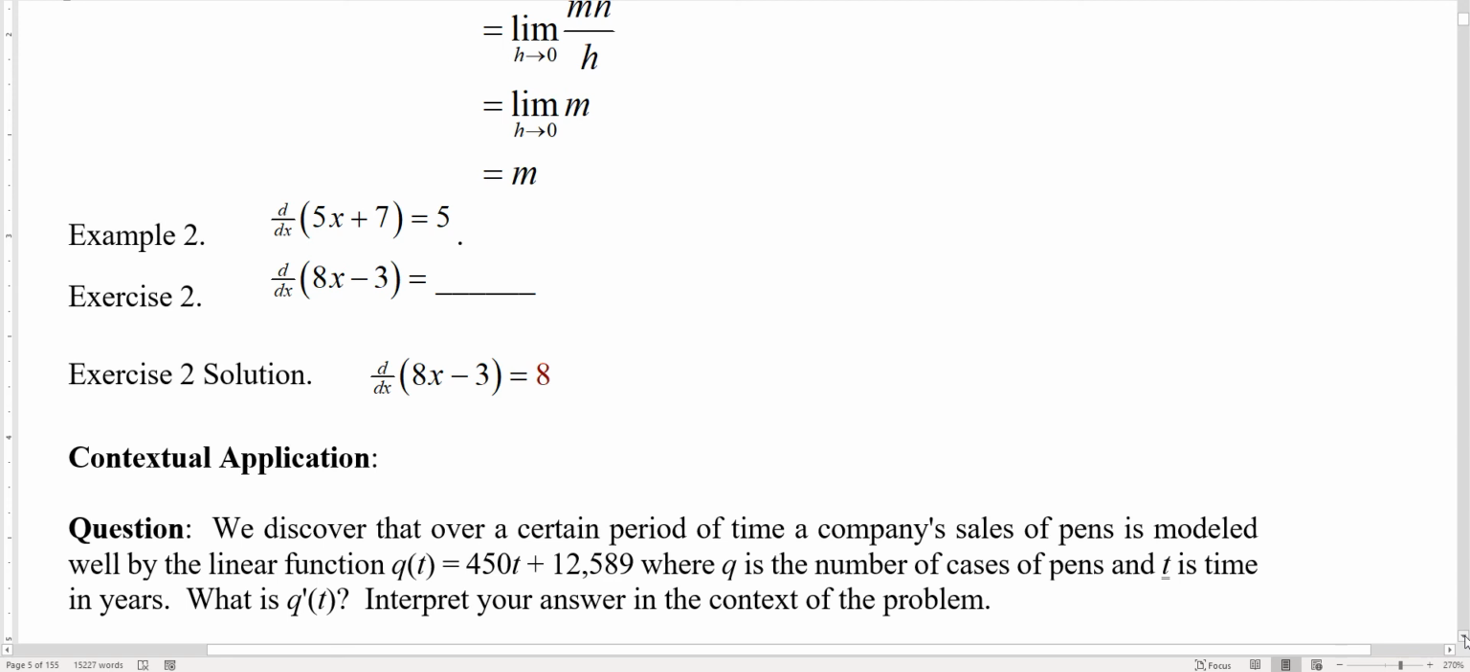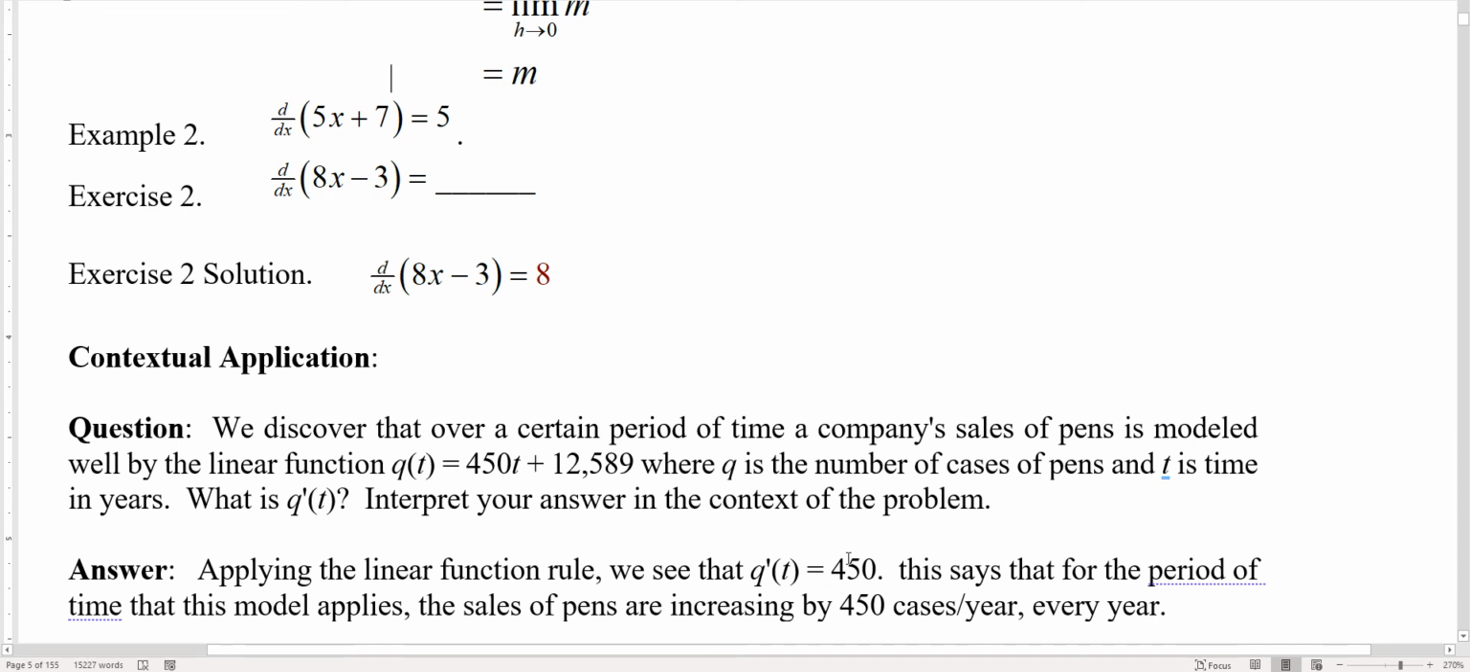Here's a contextual example. We discover that over a certain period of time, a company's sales of pens is modeled well by the linear function q of t equals 450t plus 12,589, where q is the number of cases of pens and t is the time in years. What is q prime of t? Interpret your answer in the context of the problem. Well, q prime of t is just the derivative, which hopefully you figured out is 450. That's a constant.